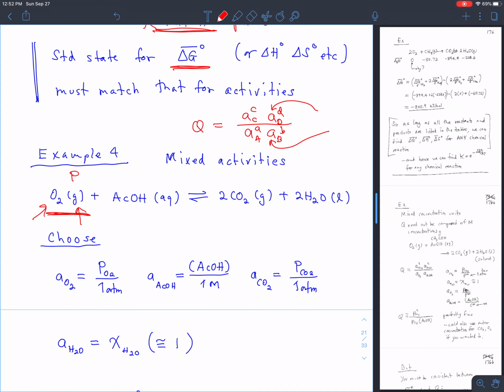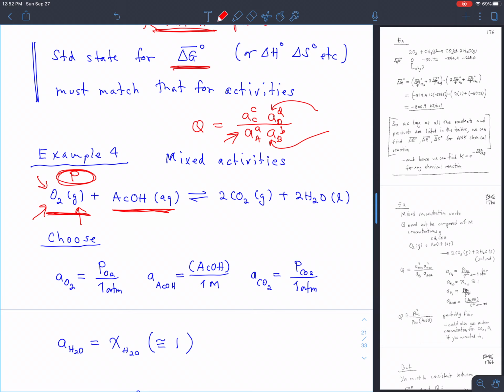People do that. It does happen, and you have to be a little careful to make sure what's been assumed for the standard state. But for most standard state situations, because O2 is a gas, pressure is what you're going to want to use for the activities for O2, not molar concentrations.